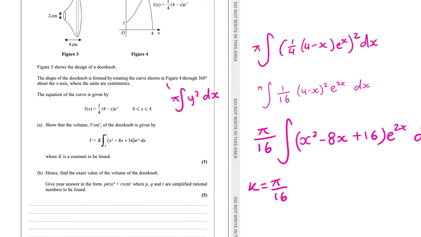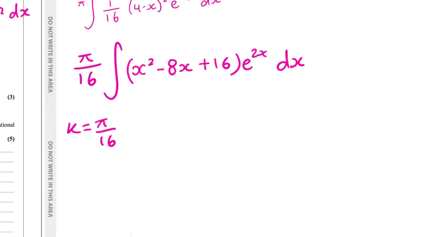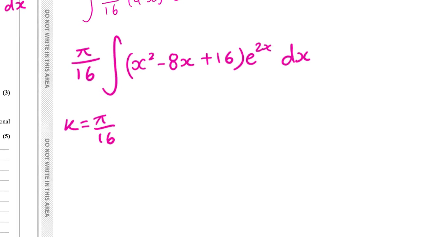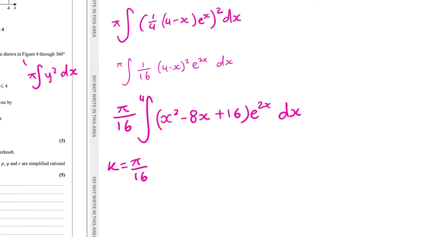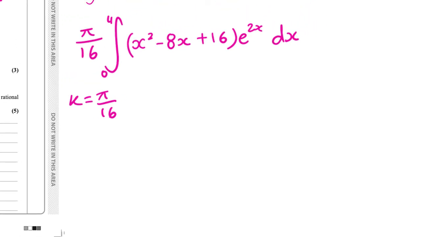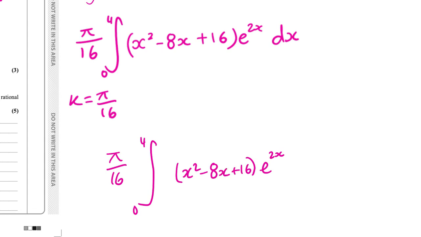So now it says, hence find the exact volume of the doorknob. This is lovely. Okay, so here we have it. Right then, we need to integrate between 4 and 0. Oh my God, I'm already in love with this question. Right, let's integrate between 4 and 0 of pi over 16. Now, what's the first thing you notice? It's a product.